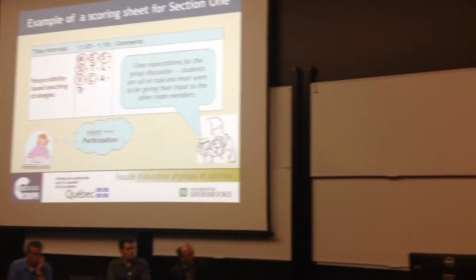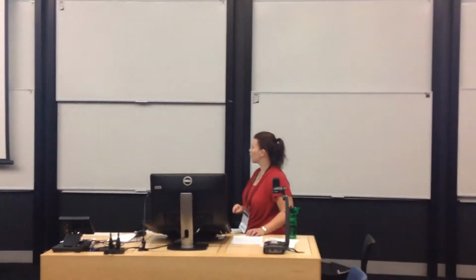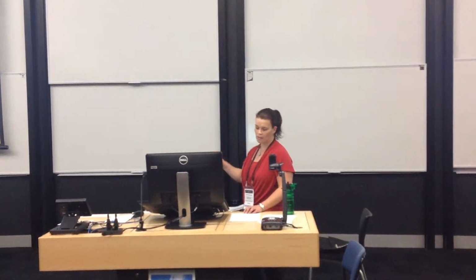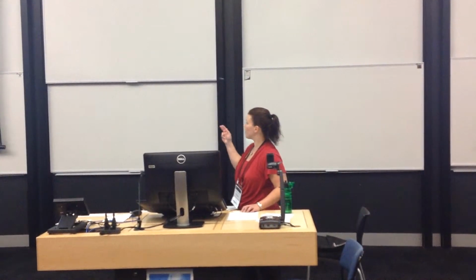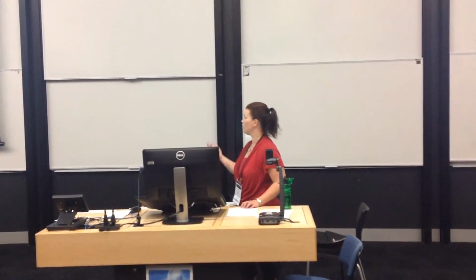In this particular example, the lecturer's intent was to improve student participation, so level 2 of the model. So the observer comment reports actually the perceived effect of a strategy in line with that intent. So you can say clear expectation for the group discussion, that the students are all in task and don't cease to be giving their input to the other team members.